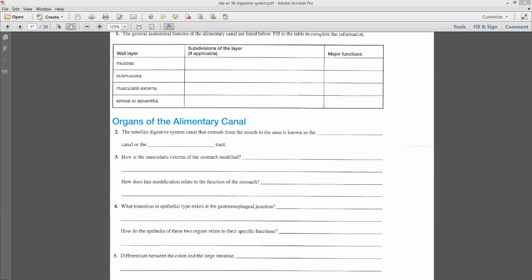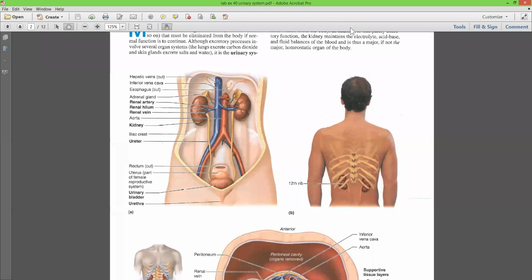Okay. I'll give everybody a minute to get that loaded.